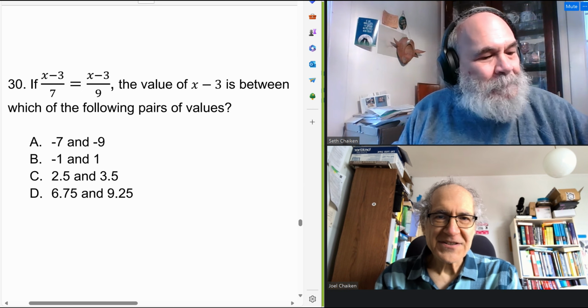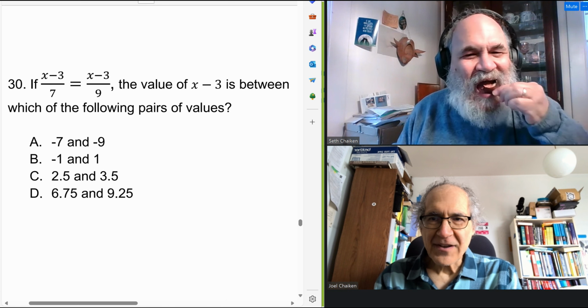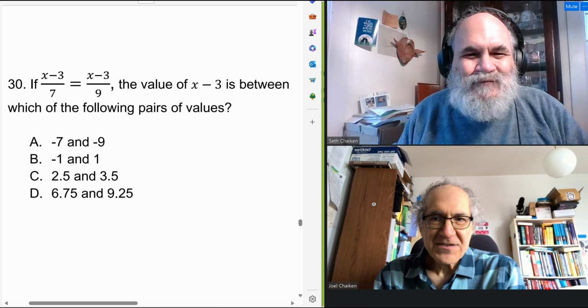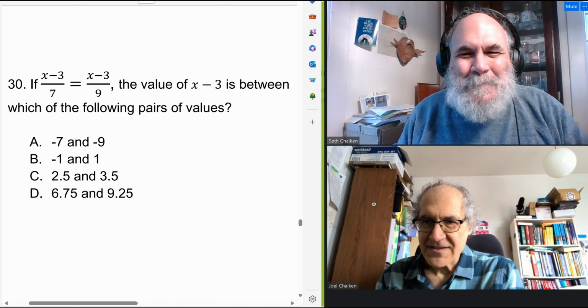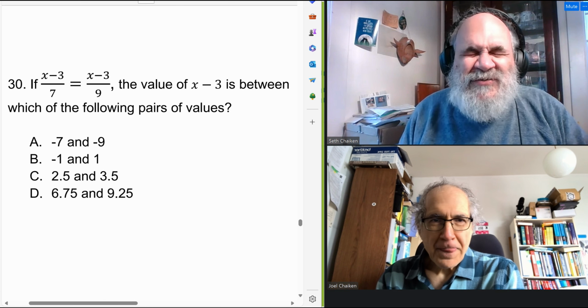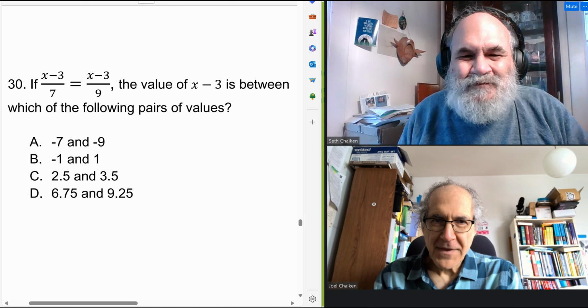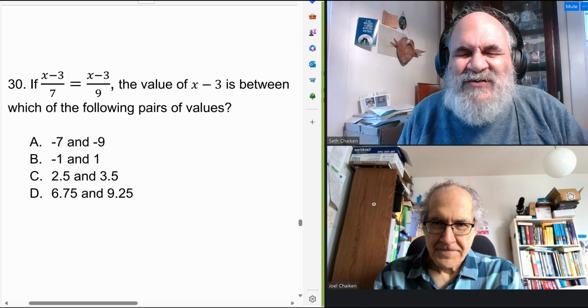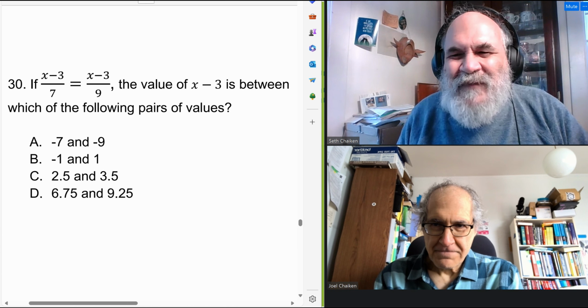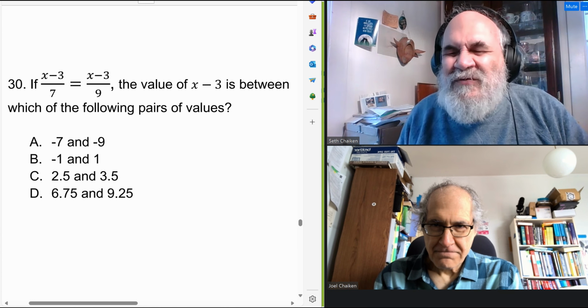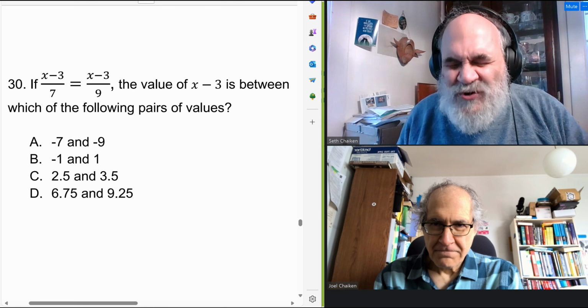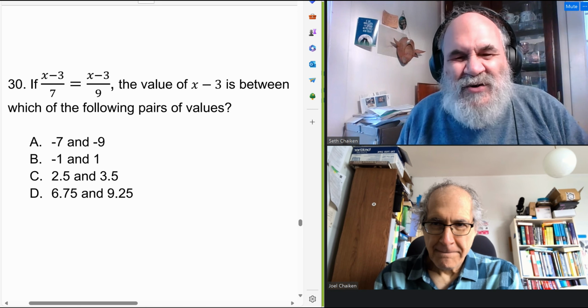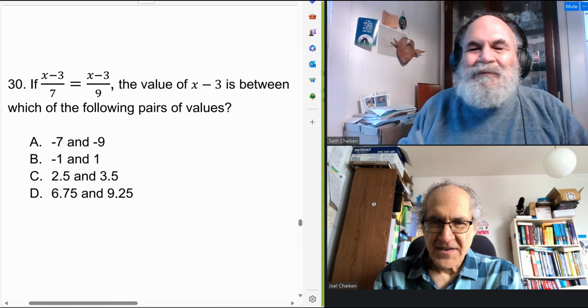Wow, we haven't seen a question like this in a while, where you'll never get a question like this in school. What do you even do to this thing? You notice that this equation is true only if x - 3 is 0. And therefore, x - 3 is 0, and the only choice that fits zero is B, between -1 and 1.